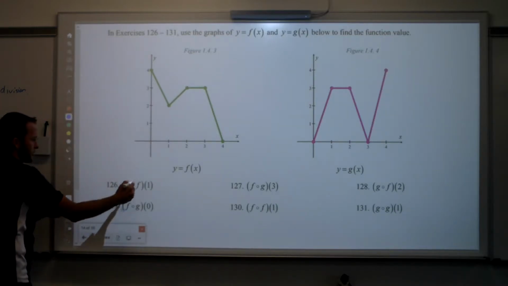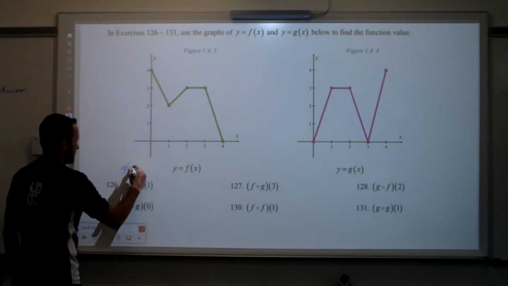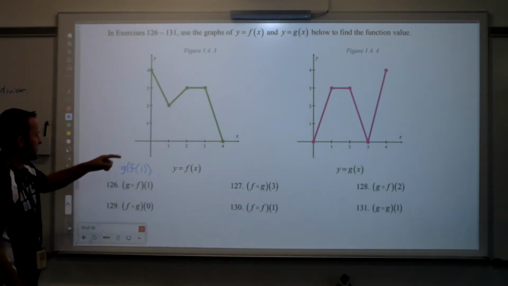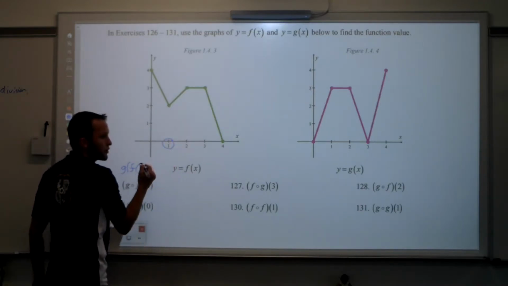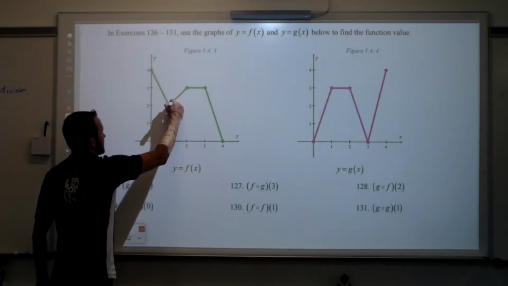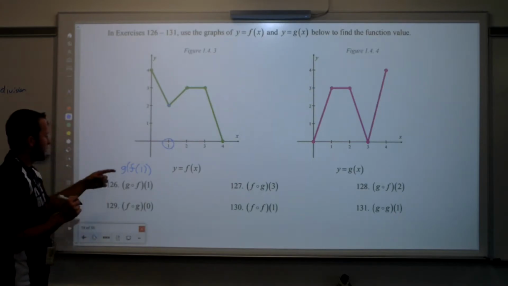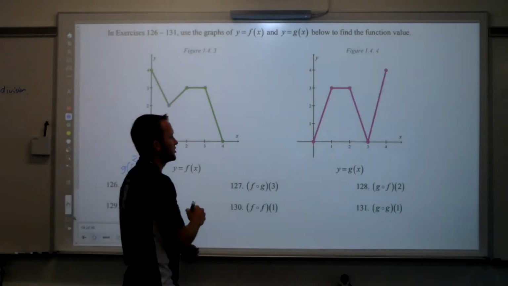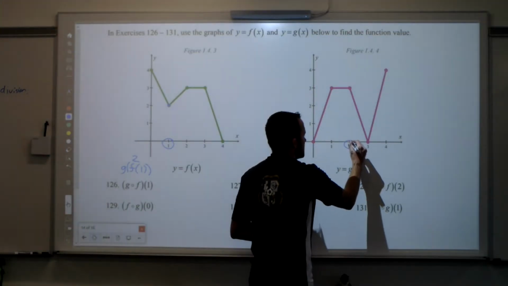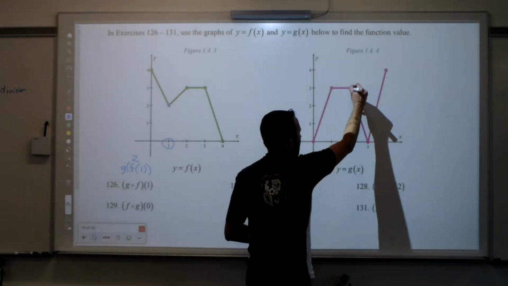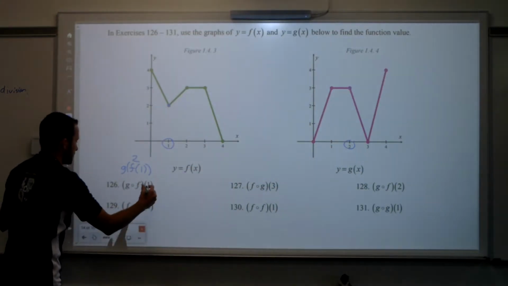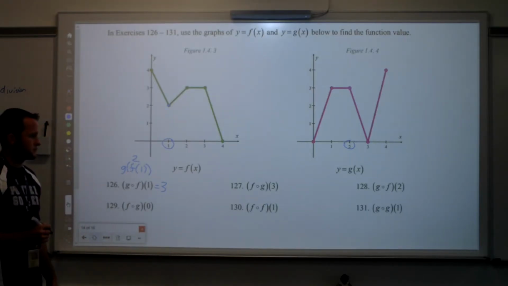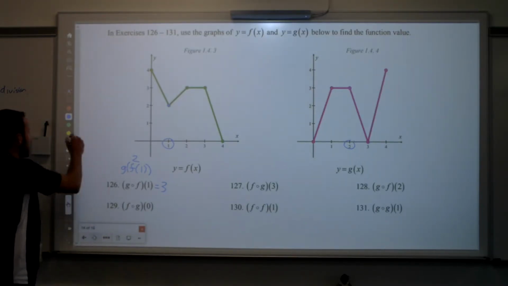So let's start with here. We're doing g of f of 1. What that means is we're going to plug 1 into f. So here's f. When I plug in 1, what do we get for the output? The output is 2. So then that 2 is what's going to get plugged into g. So now we come over to g. I say, okay, here's 2. When I plug that in, what do I get for my output? 3. So g of f of 1 is 3.